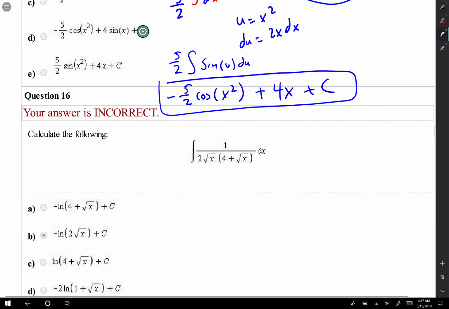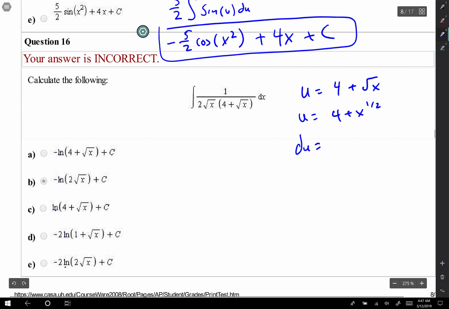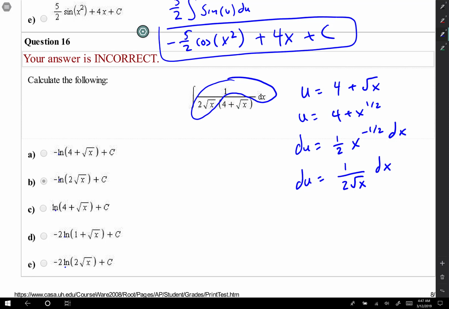All right, let's go to the next one, guys. This looks like another u-sub. I'm letting this give me hints. I bet you when we do the antiderivative it's going to be ln, because that's the only option. So I'm going to say that u equals 4 plus the square root of x. I'm going to rewrite it: u equals 4 plus x to the 1/2. When you take the derivative of this, you get 1/2 x to the negative 1/2 dx. Now relax. Let's rewrite it: 1/2 square root of x dx. And look, you have it right there. That's your du. So I have 1/u du.